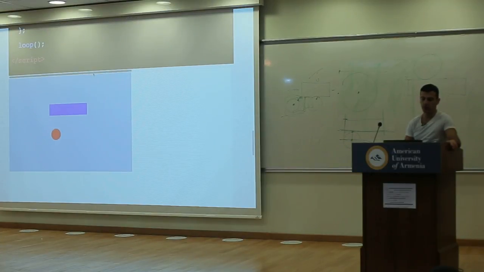Actually, I think that's enough. You guys already know how to move things around. You already know how to do a hit test. So you just put the two together and you get that, right? You can move it around and get a collision. Yes?